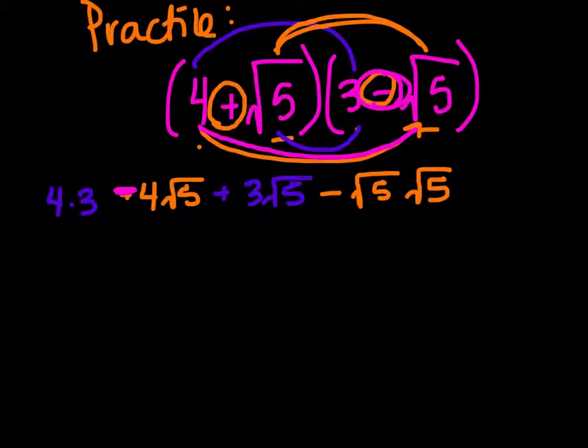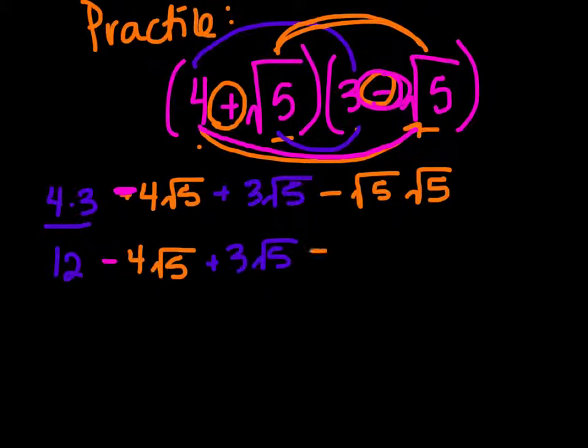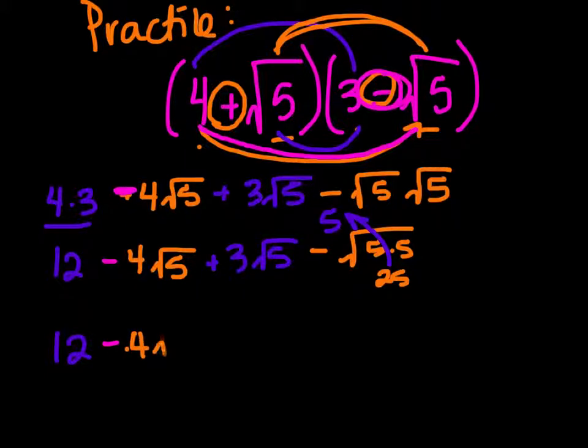So let's finish this baby up. 4 times 3 is 12. We have a negative 4 root 5. We have a positive 3 root 5. And negative square root of 5 times 5, which is 25. So we can do a little bit of math work there. Square root of 25 is 5. So 12 minus 4 root 5. Ooh, that's not a 5, that's a 3. Sorry. 12 minus 4 root 5 plus 3 root 5 minus 5.